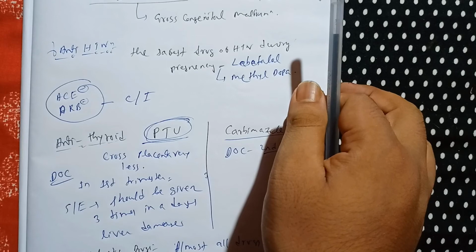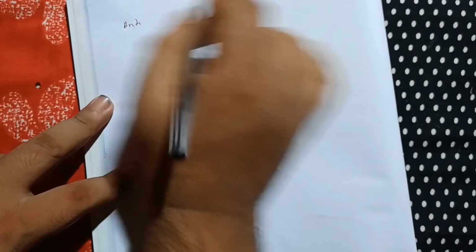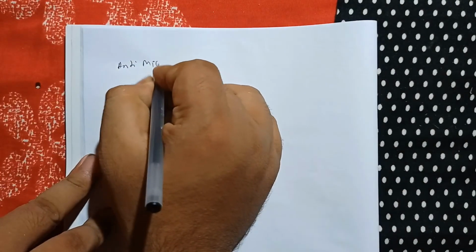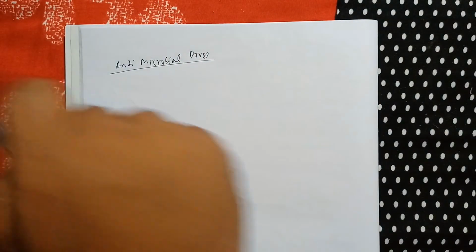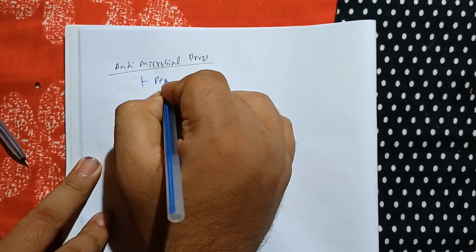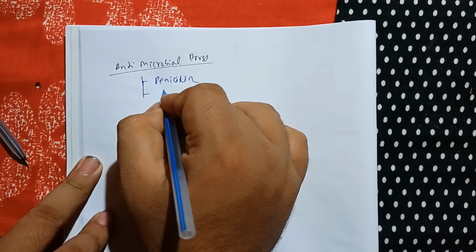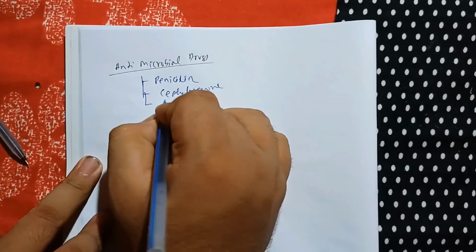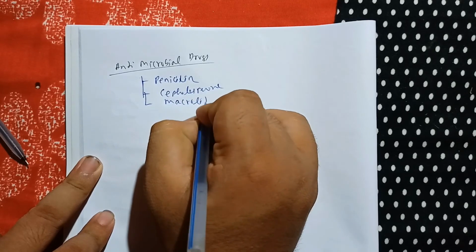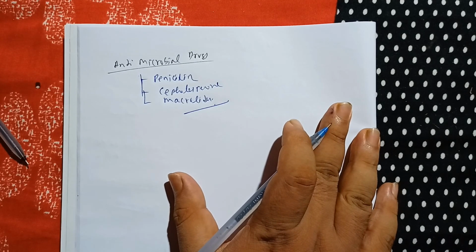Okay, now there are some drugs, antimicrobial drugs used in pregnancy. Those drugs are basically penicillin, cephalosporin, and macrolides. Okay, we do have some other types of drugs that we will discuss in the next subsequent videos.